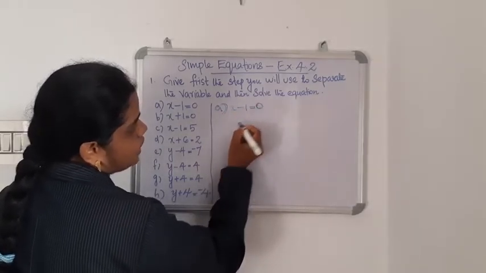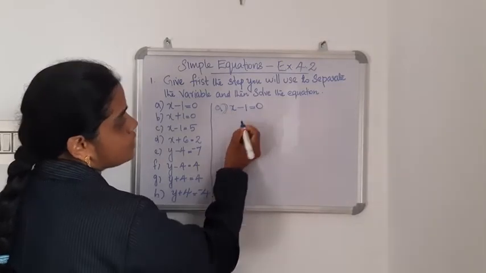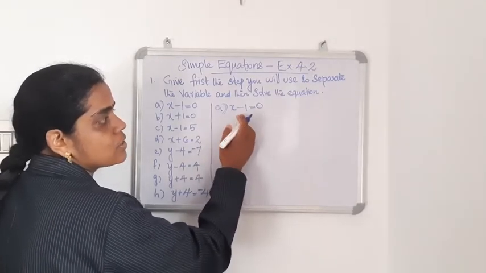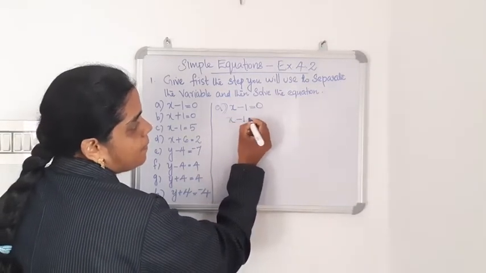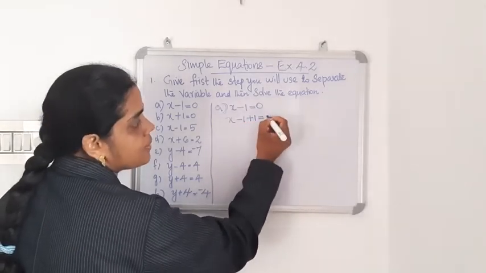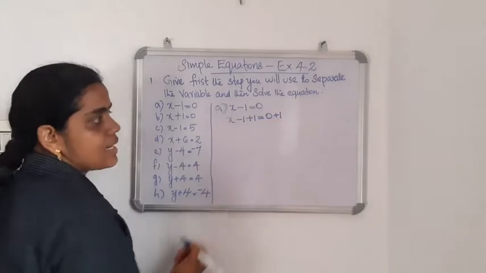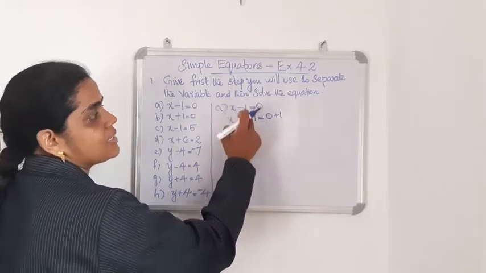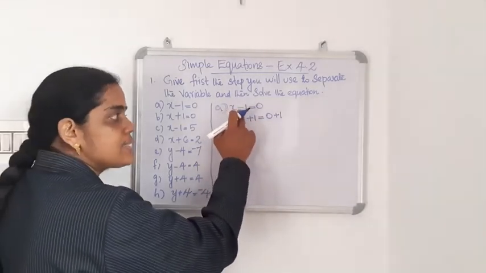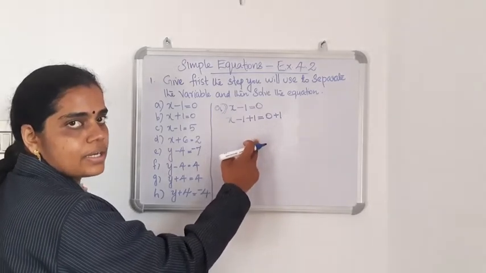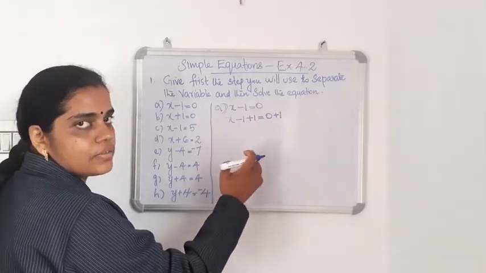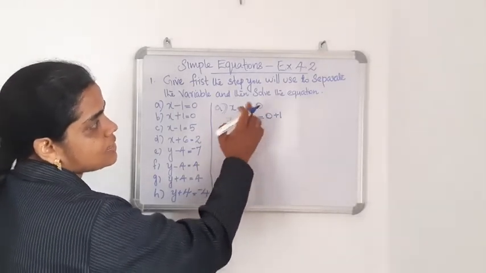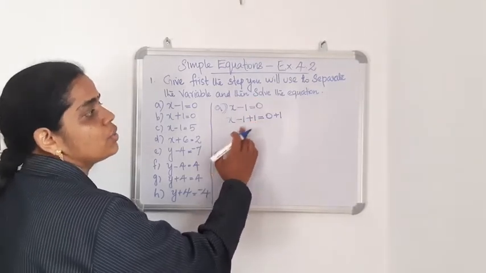First question, x minus 1 equal to 0. We need to write x here and avoid this minus 1, so we add plus 1 here. The same we need to add on the right side also. If it is subtraction, we need to add. If it is multiplication, we need to divide. Addition and subtraction we can use, multiplication and division also we can use. That is the method. So what is the first step? We need to add 1 to both sides.